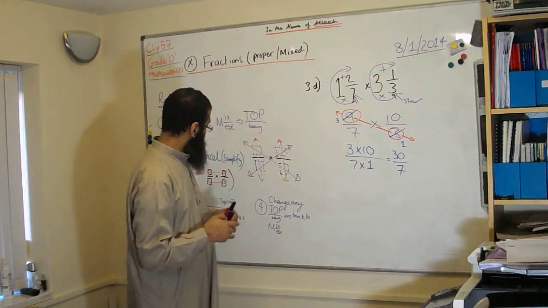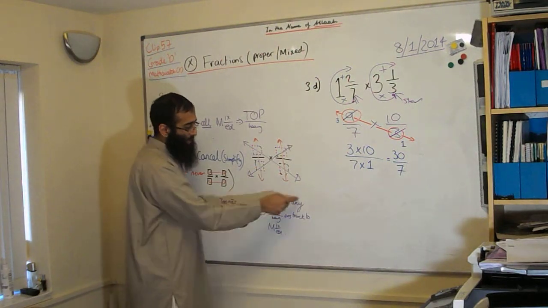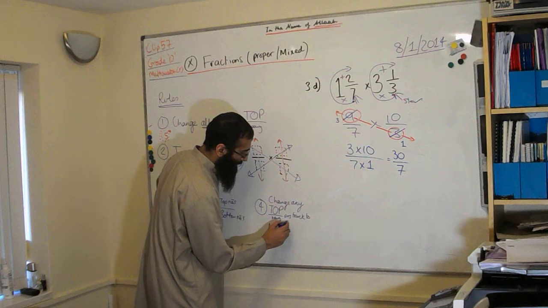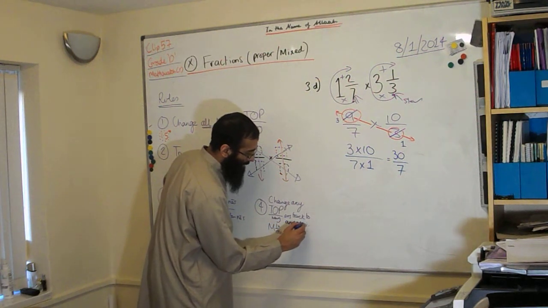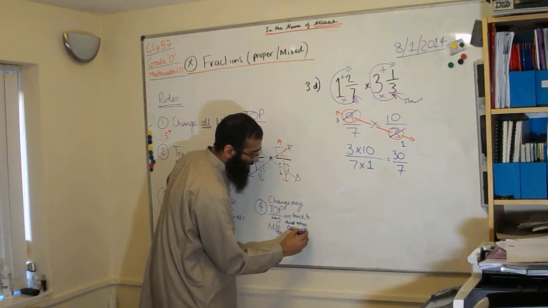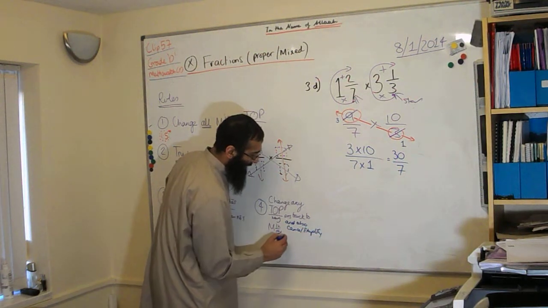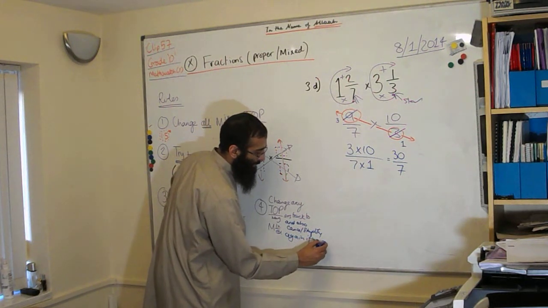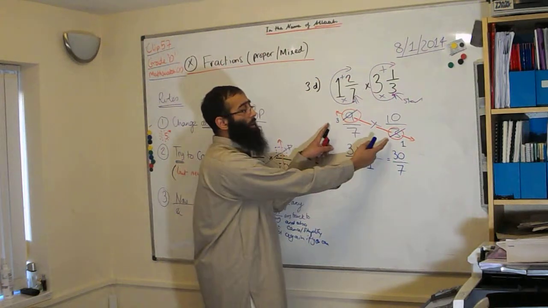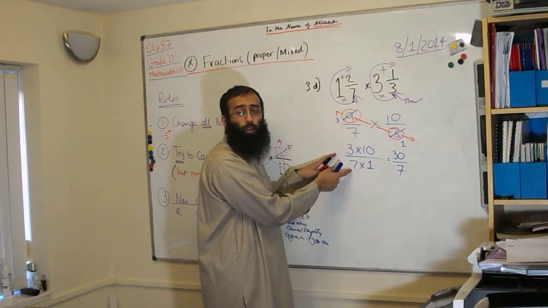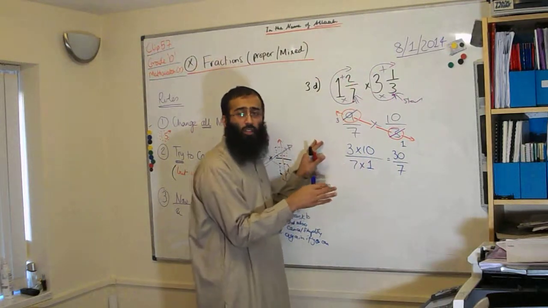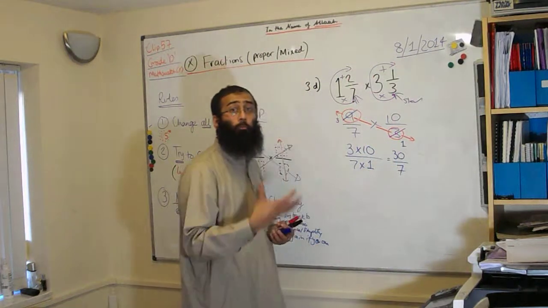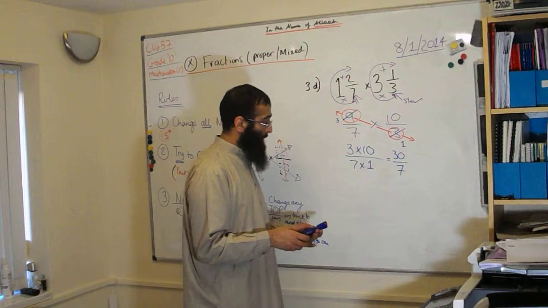Now we have the calculation. We're on step 4 now. Change any top heavy answers back to mixed, and also cancel, simplify again if you can, because sometimes you might not cancel by the highest common factor here, and you might still have some factors left over that you can cancel. At the moment, that's not the situation, but we still have an improper fraction or a top heavy fraction. We're going to convert this into a mixed fraction to make the answer complete and finish.